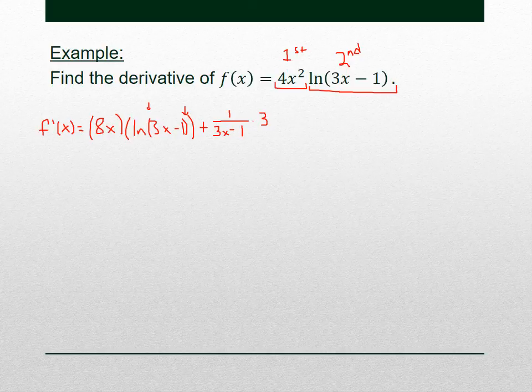So 1 over 3x minus 1 times 3, that's the derivative of the second piece. And then we're just going to multiply and not change that first guy. So that's the first times the derivative of the second plus, I'm sorry, the derivative of the first times the second plus the derivative of the second times the first. And that's our answer. No need to simplify.